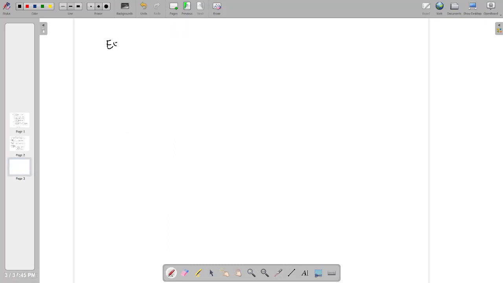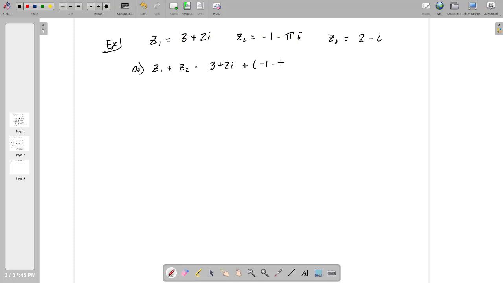Let's do an example of this. So let z1 equal 3 plus 2i, z2 be negative 1 minus pi i, and z3 equal 2 minus i. So part A, we want to find z1 plus z2. Now we just add their corresponding complex numbers. So 3 plus 2i plus negative 1 minus pi i.